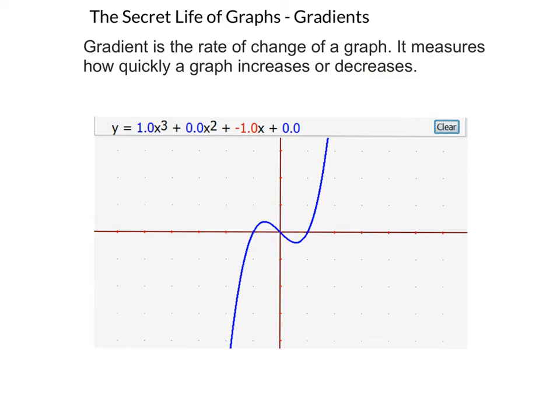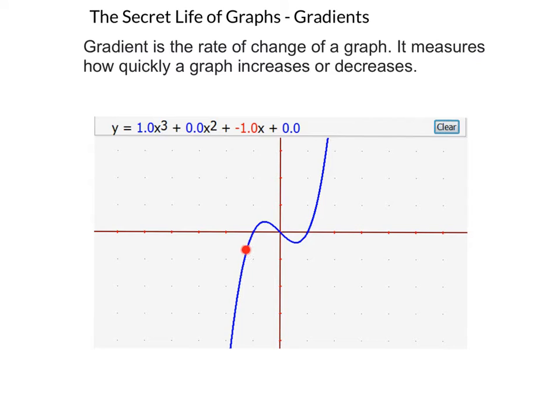Gradients measure how quickly a graph is changing, its rate of change. So the gradient is the rate of change of a graph. For this graph here, how quickly the graph changes depends on where you are on the graph. Down here, where x is about -2, it's very steep. The graph is going up rapidly. The rate of change is large and positive.